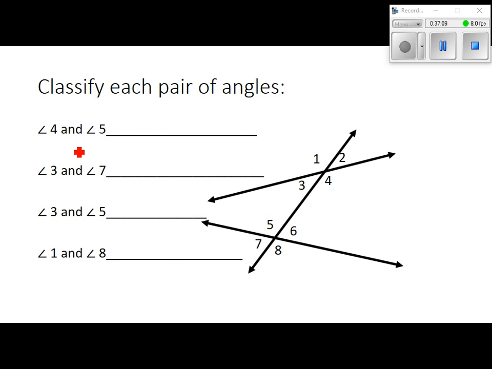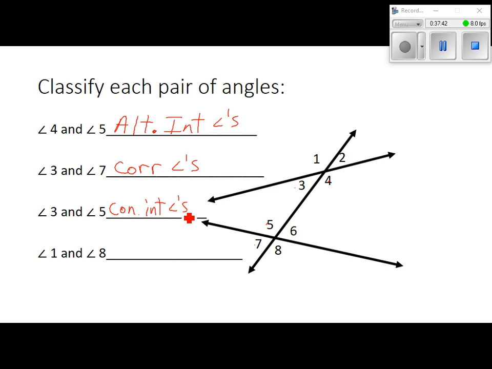Classify each pair of angles here, angle 4 and angle 5. If we look at angle 4 and angle 5, those are alternate, and I'm just going to use the abbreviations here, alternate interior angles. Angle 3 and angle 7, corresponding angles. And you can abbreviate a lot of these. Angle 3 and angle 5 are consecutive interior angles.